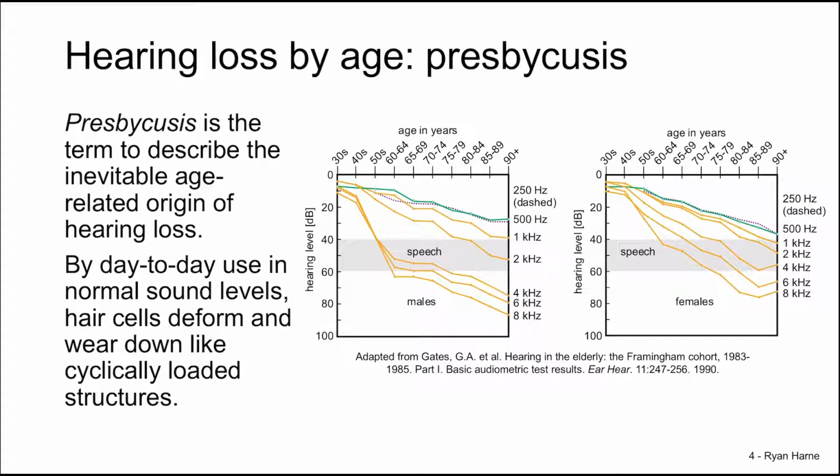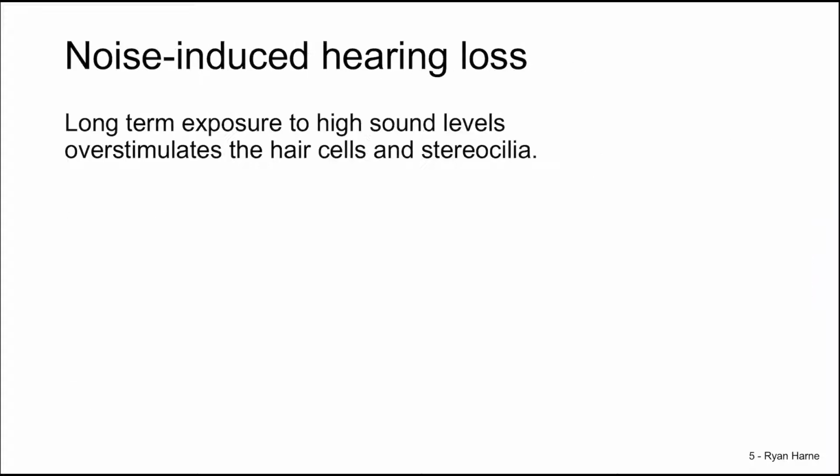But overall, what we see from this plot is that there is a steady decline in our hearing level thresholds, whether you are a man or a woman, due to the fact of age-related hearing loss, which is called presbycusis. And again, this is significant because many of these frequencies are central to day-to-day communication and speech.